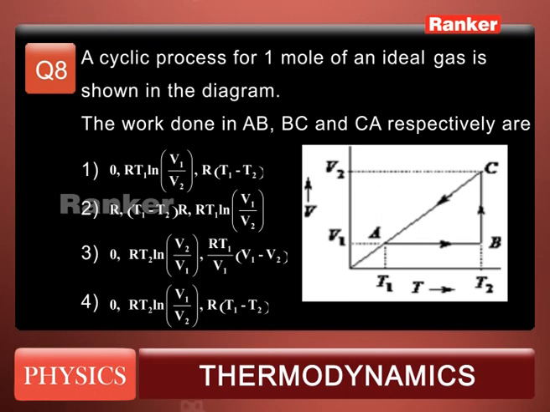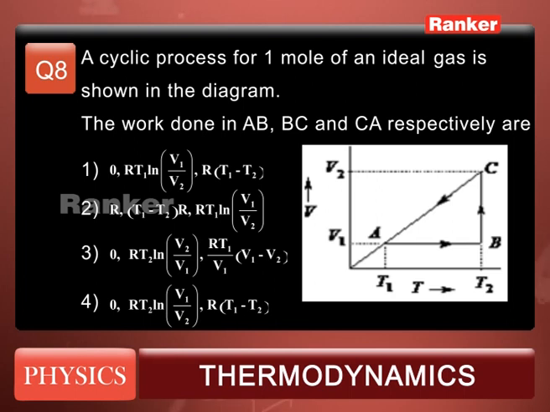The first option is 0, RT1 ln V1 by V2 and R(T1 minus T2). Second option R(T1 minus T2), 0, RT1 ln V1 by V2. Third option 0, RT2 ln V2 by V1 and R T1 by V1 (V1 minus V2). Fourth option 0, RT2 ln V1 by V2 and R(T1 minus T2).